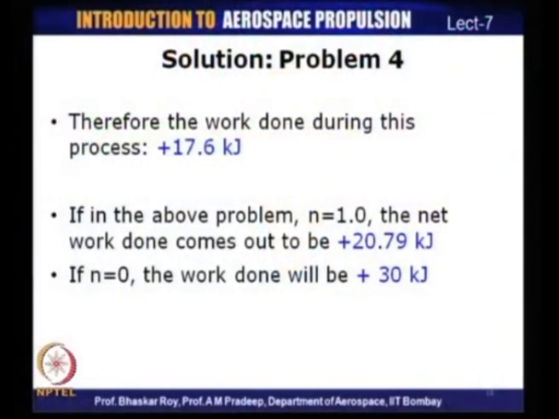Again, I leave it as an exercise for you to solve. If n was equal to 1 instead of 1.5, which makes it an isothermal process, that is PV equal to constant, what is the net work done? If you actually calculate that, you will get the net work done during that process as plus 20.79 kilojoules. Now, if you substitute n equal to 0, then you can calculate the net work done, which will be basically a constant pressure process. Work done you will be able to calculate as 30 kilojoules.